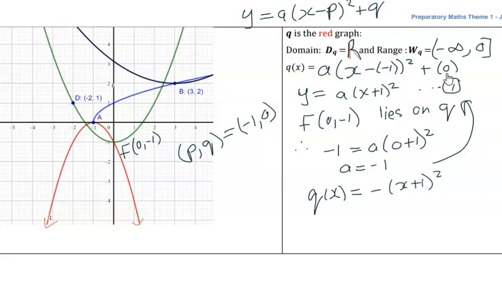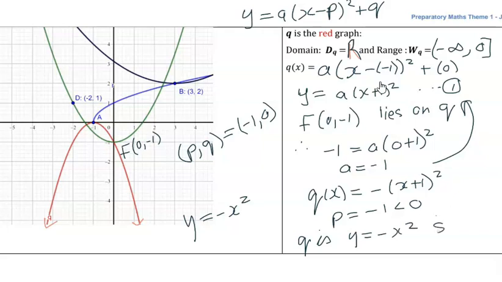So in fact, this is just a regular y equal to minus x squared that was shifted 1 unit to the left, because here we had x minus p. So our p is equal to minus 1. It's less than 0, so q is y equal to minus x squared shifted 1 unit to the left.